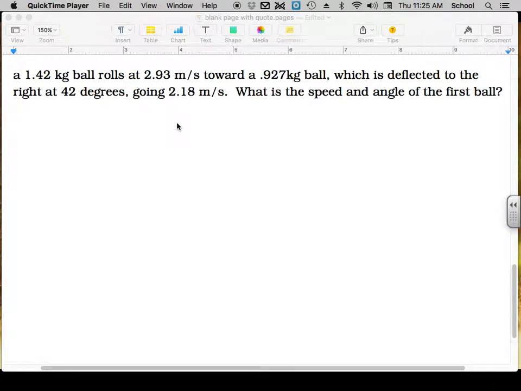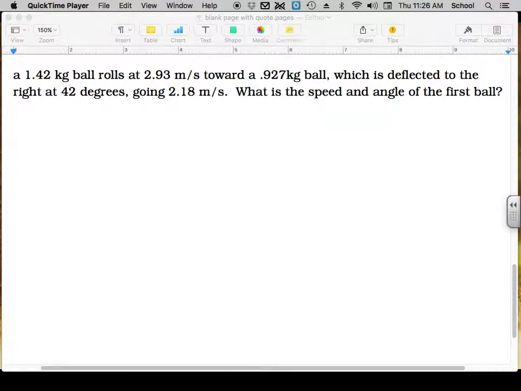Okay, we have a 1.42 kilogram ball rolling at 2.93 meters per second toward a 0.927 kilogram ball, which gets deflected to the right at 42 degrees, going 2.18 meters per second. So what is the speed and angle of the first ball?